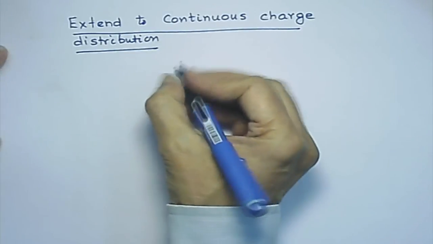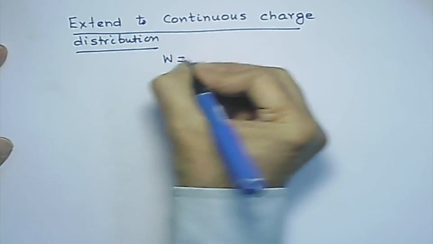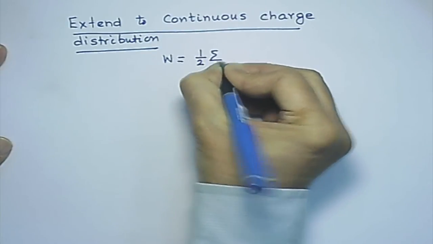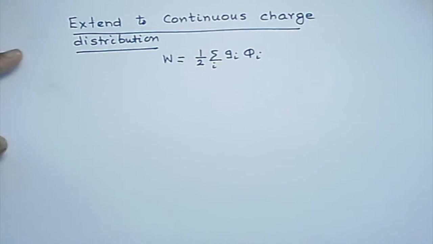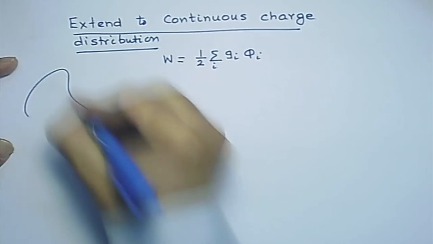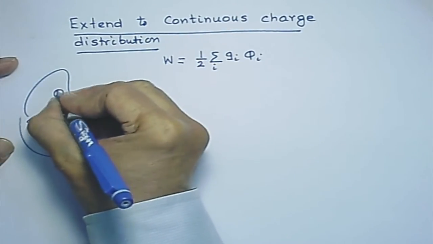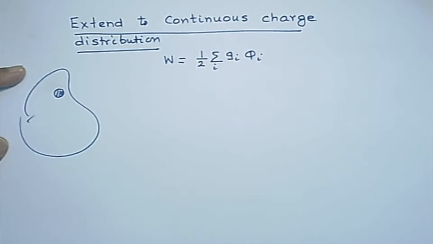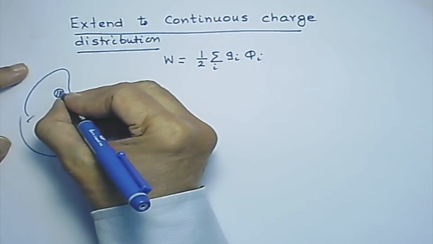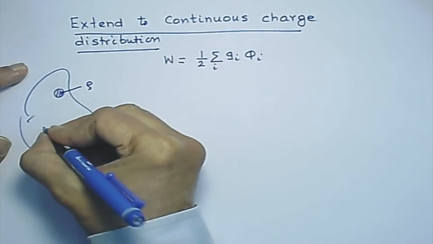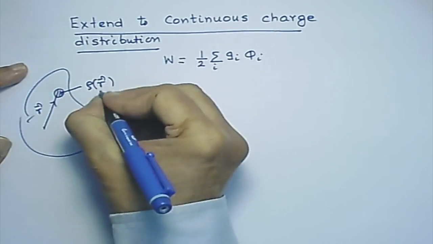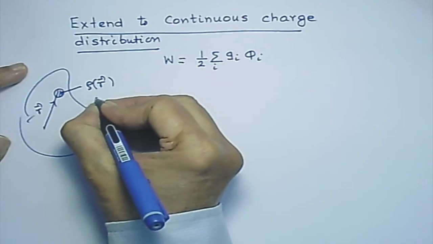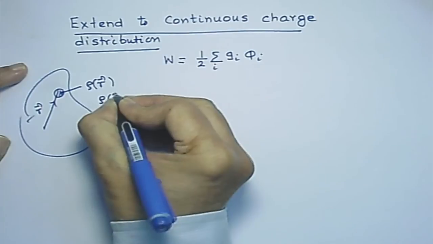So let me write down this expression that I wrote down first. That is the work done, that is the potential energy that is stored, is half sum over i q_i and the potential at that point. And I had given you an expression for the potential at that point. Now, in order to extend it to the continuous charge distribution, I look at a small volume element inside the space, and I say, let the charge density here, supposing this is position r, the charge density here is rho of r, and I have taken a volume d tau, so my total charge is rho(r) d tau.